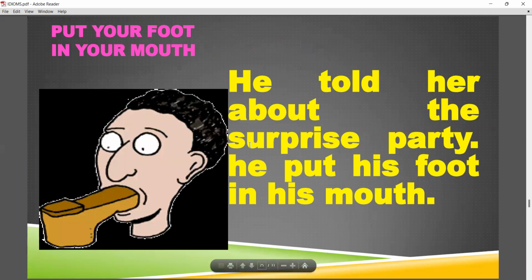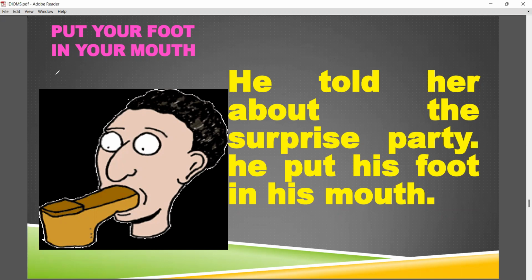Put your foot in your mouth. So, what do you feel? It's like that. He told her about the surprise party. He put his foot in his mouth. Who generally puts a foot in the mouth? The babies do sometimes, something like that.